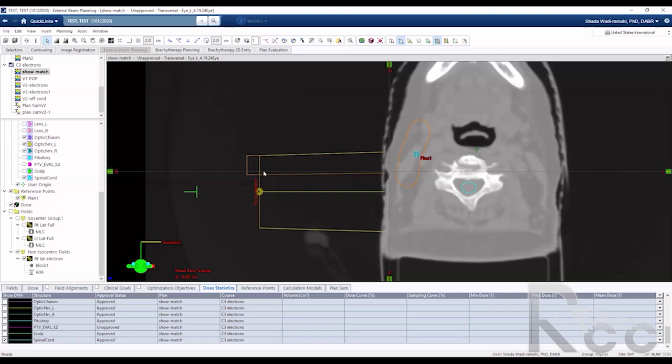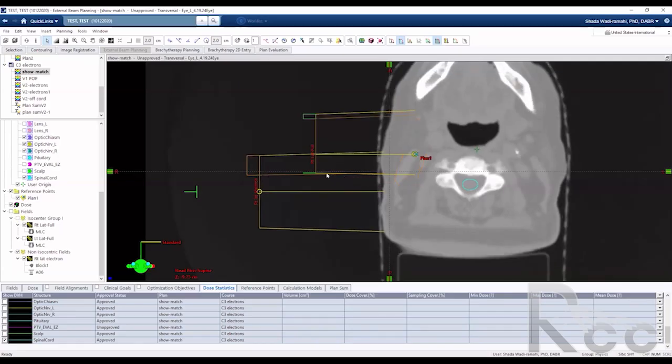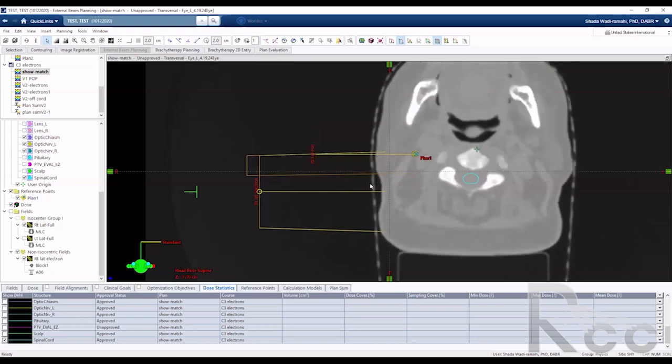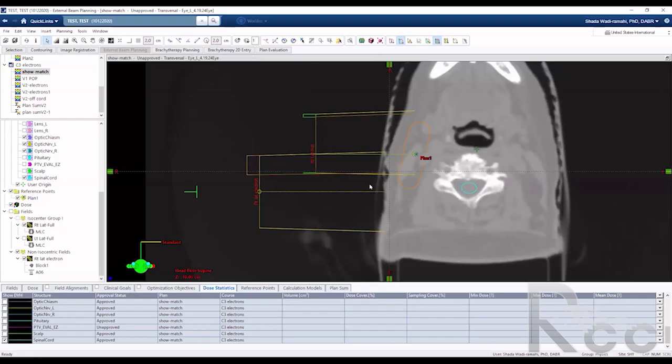And the idea is that we want the electron beam to start where the photon beam ends, right? We're matching on the skin. So how do you see this in your planning system? When I turn on the photon beam, I will see the orange, the block from the electron, is following the yellow of the photon beam. They're matched together. Okay, you have to bear with me. This is running a little bit slow.